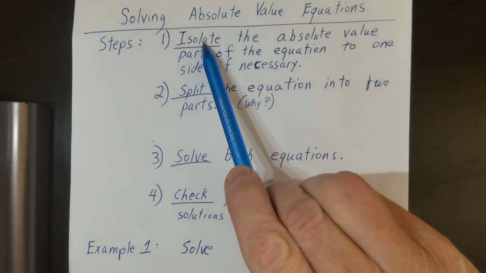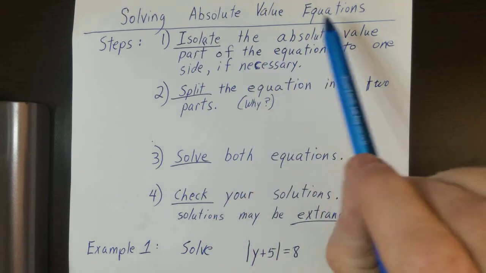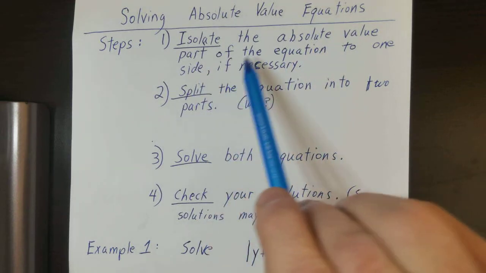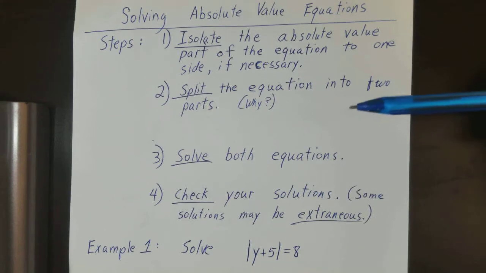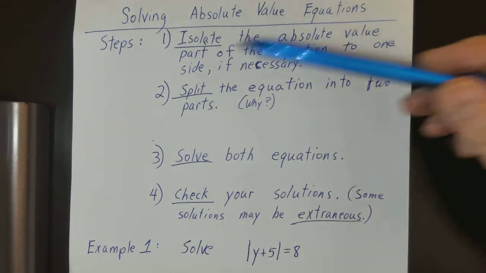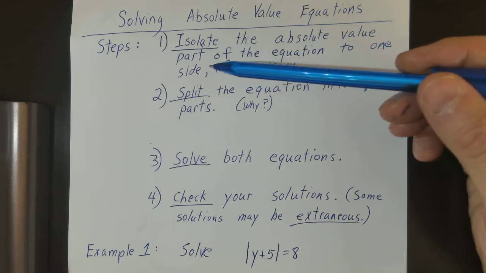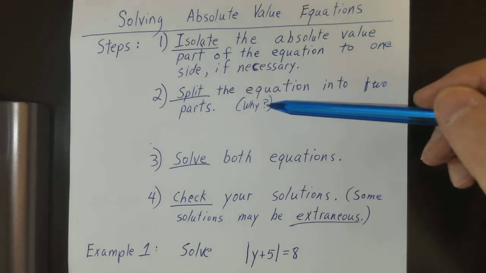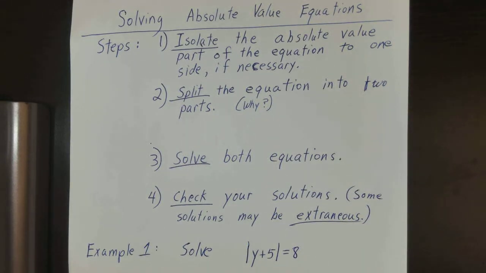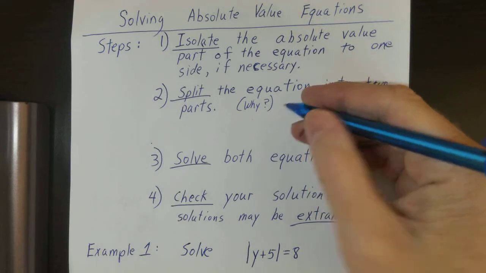First step is you isolate. Isolate the absolute value part of the equation to one side, if it's necessary. Sometimes it's already done, and we'll see examples where it's already done, and we'll see examples where we have to do the isolating in our video here. The second part is to split the equation into two parts. And it's really a positive part and a negative part.